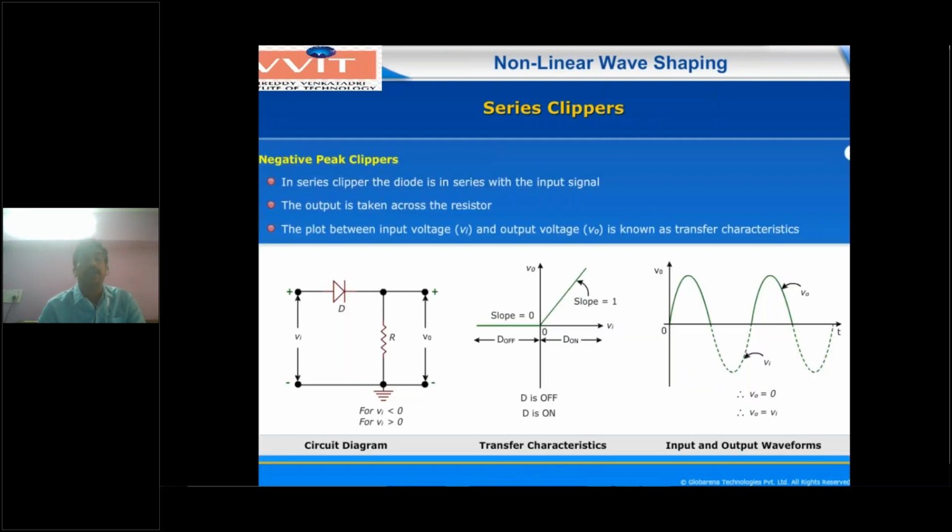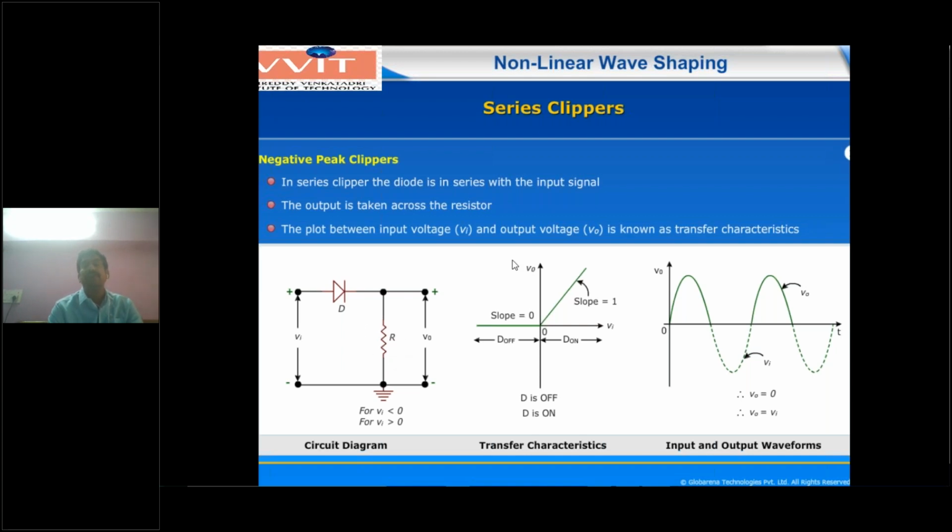What is meant by the negative peak clipper circuit diagram? You have to see this diagram. What is meant by series here? The input is connected to the positive terminal, and similarly the output, with the resistor, has one end at the positive terminal. In between input and output, the diode is connected in series connection. The output is taken across the resistor.